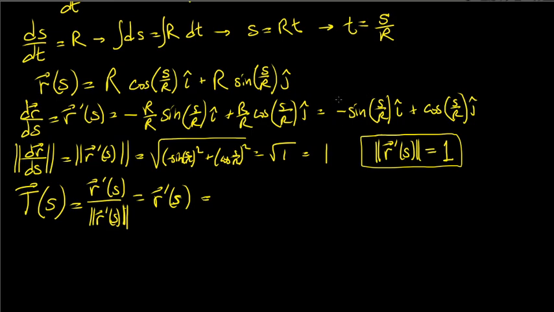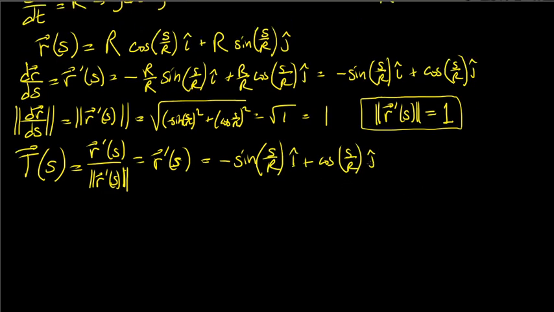And we already calculated this, so I can just copy it down again. Yeah, that's r prime of s. Got it. Okay, so that's negative sine of s over r times i, plus cosine of s over r times j. So that's the unit tangent vector. And we already know it's a unit vector because its magnitude is 1. Okay, so the only thing that's changing about t, of course, is the direction.